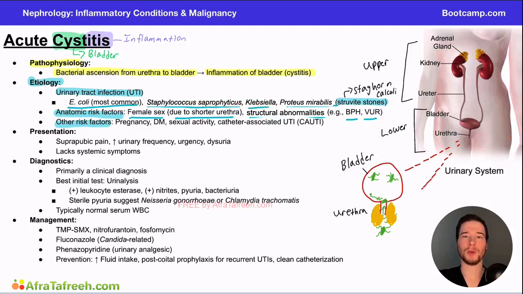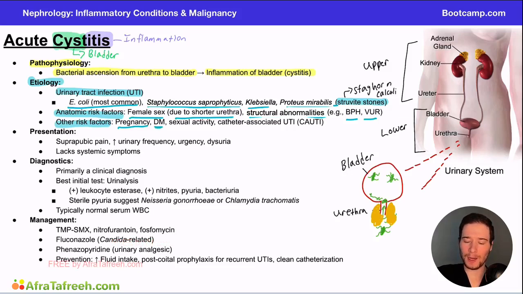Now, moving on to some other risk factors, we see pregnancy as a cause. Pregnancy entails a variety of hormonal changes throughout the body, and some of these changes can actually lead to urinary stasis or vesicoureteral reflux as well. Doing so for similar reasons that we just talked about is going to increase the risk of urinary tract infections. Another important risk factor to keep in mind is diabetes mellitus.